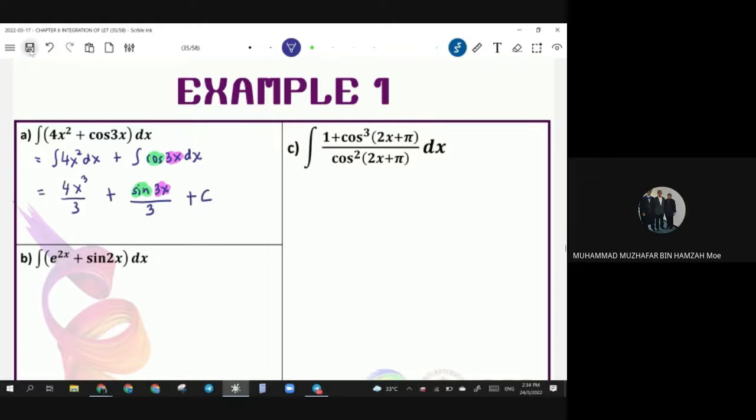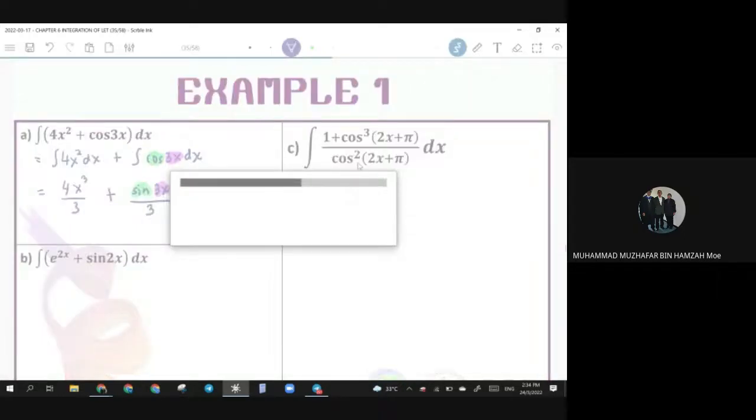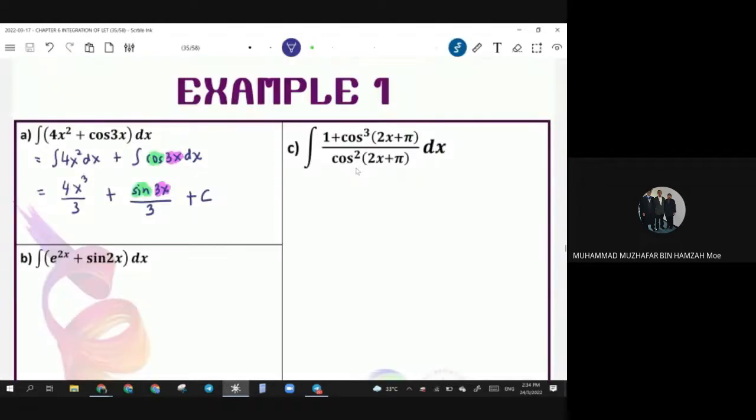Okay, so I'm going to stop for about 1 minute at least. If any of you got any question, kalau ada apa-apa soalan, ada kebingungan yang korang nak tanya, boleh settlekan sekarang.